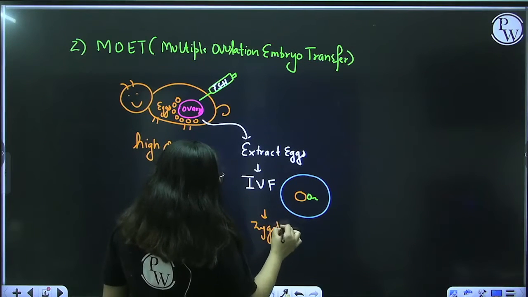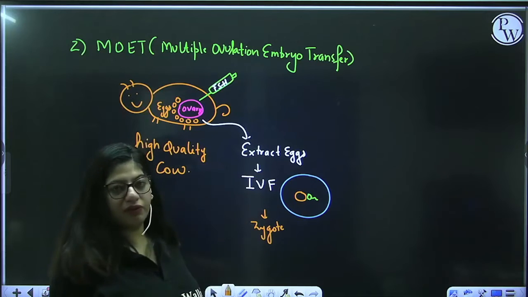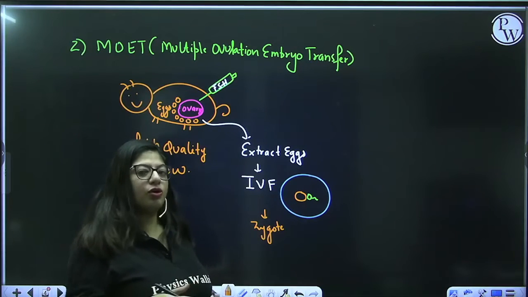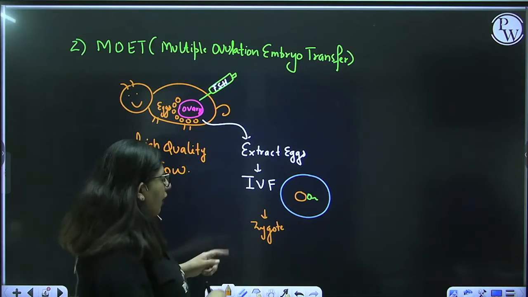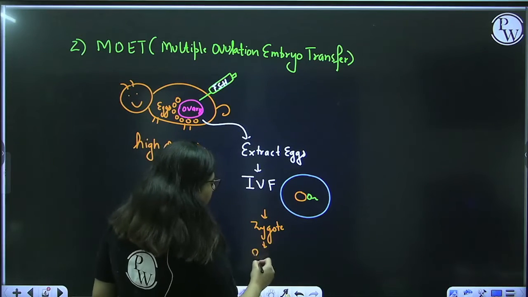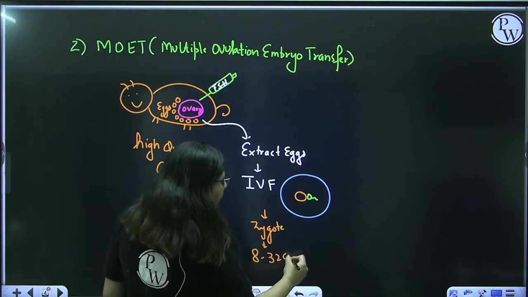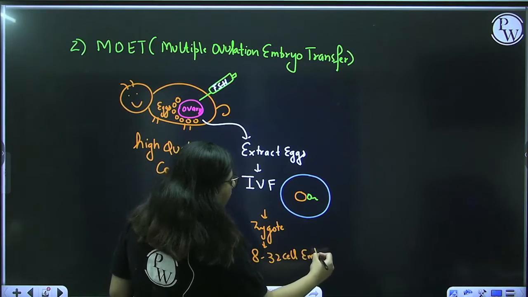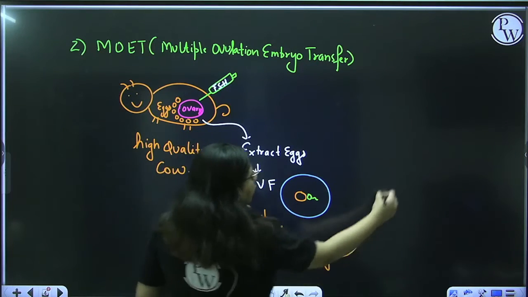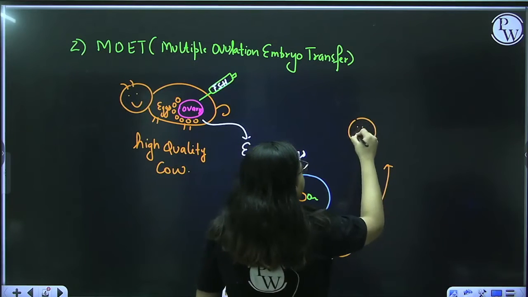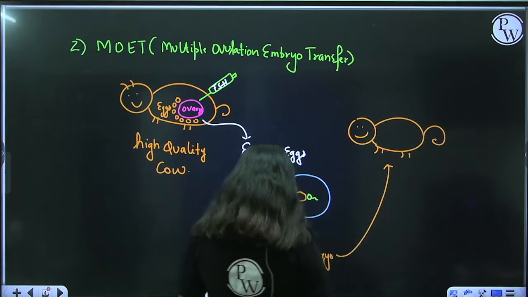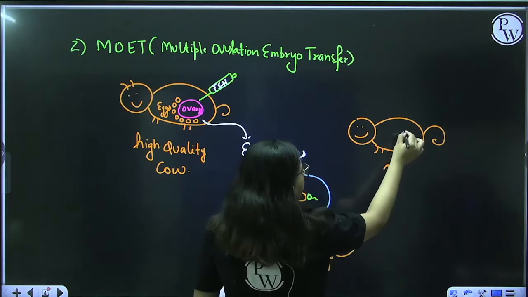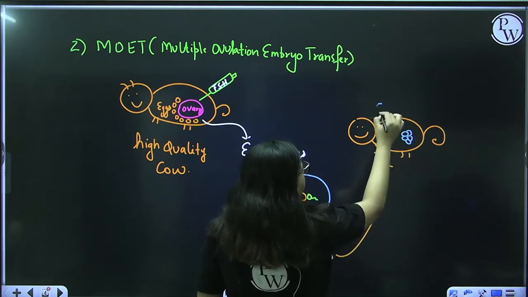But in an artificial condition outside the body of the female, and that's why you call it in vitro fertilization. In vitro means outside the body. After that, the embryos will be formed, and an 8 to 32 cell embryo will be transferred into the surrogate cow. Okay. So now we will transfer the embryo into the surrogate cow.